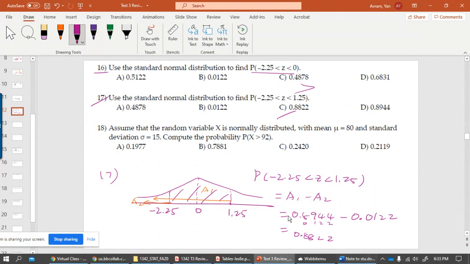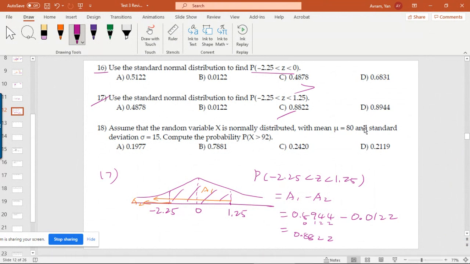The good news is it's multiple choice. So if you don't find any answer in here, you might need to check your calculation or check your reading, right? That is better than just having you figure out the answer, because at least you can check your calculation in this case.